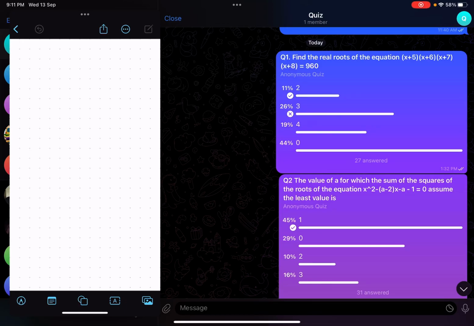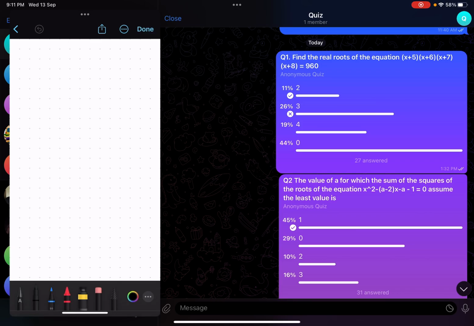Okay, so let us go through all the questions of today. Question number 1 is: find the real roots of the equation (x+5)(x+6)(x+7)(x+8) equal to 960.